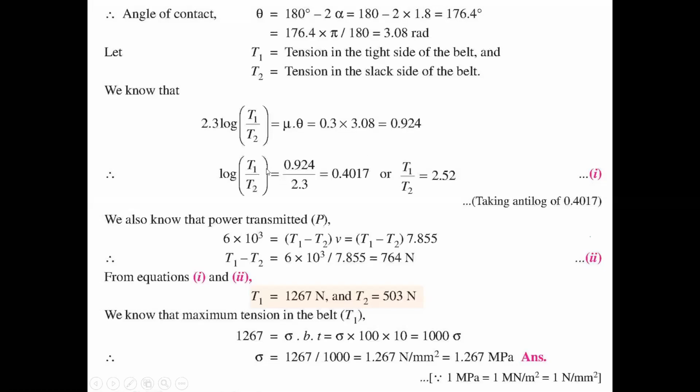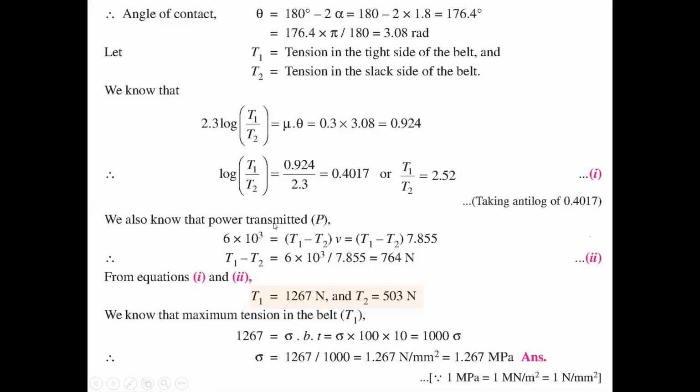Now log of T1 by T2 equals 0.924 by 2.3. Simplifying the equation, T1 by T2 equals 2.52. Let us take this as equation number 1.